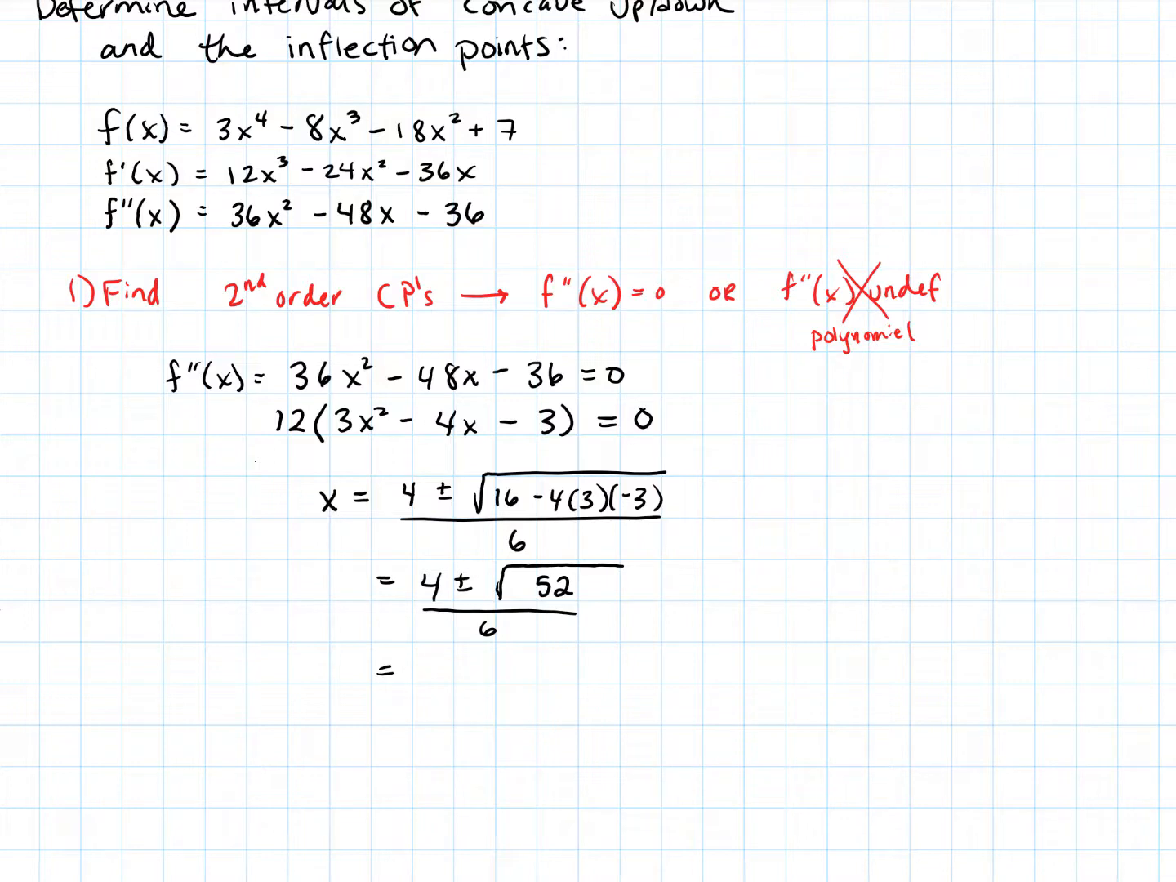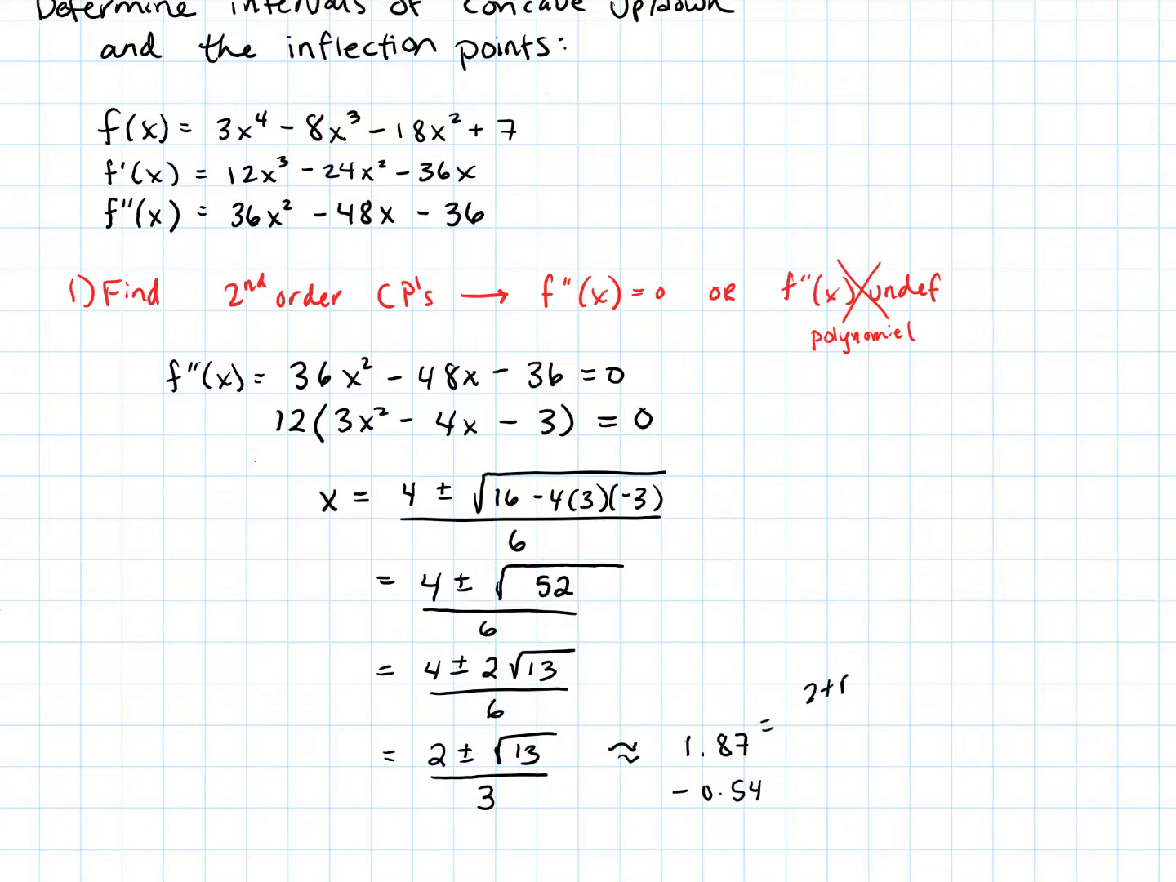Double checking my math there. So then that's going to be 4 plus or minus, that's 4 times 13, so 2 root 13 over 6. And so this would be 2 plus or minus root 13 over 3. And so that gives me the positive root there, 1.87, and the negative root, negative 0.54. So that was 2 plus root 13 over 3, and this was 2 minus root 13 over 3.